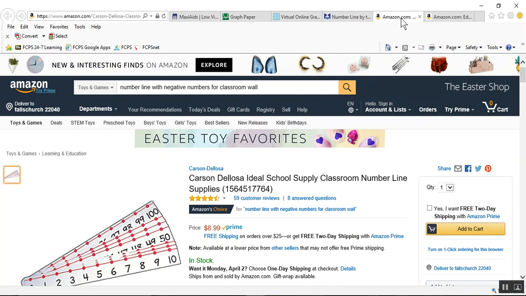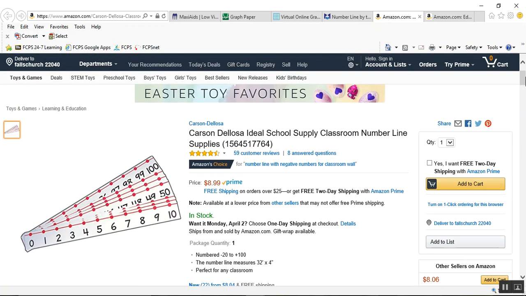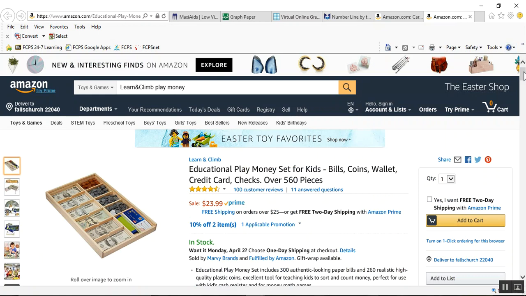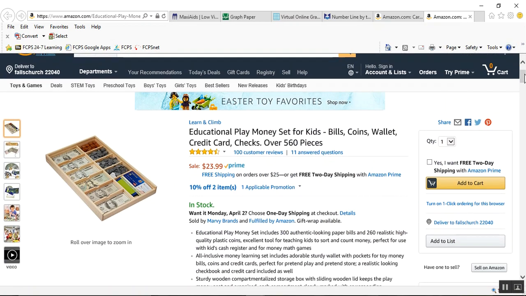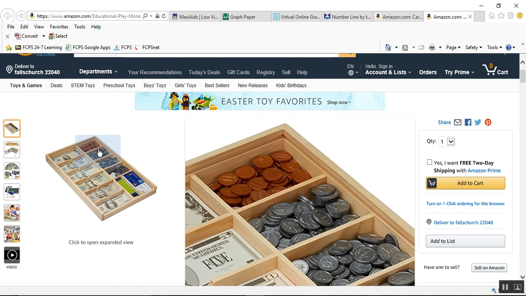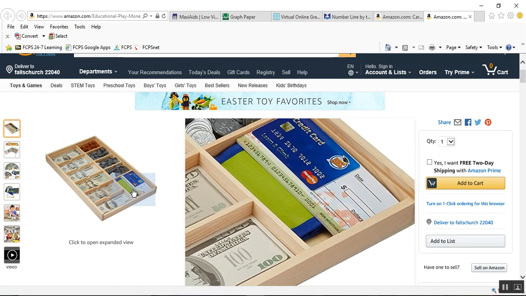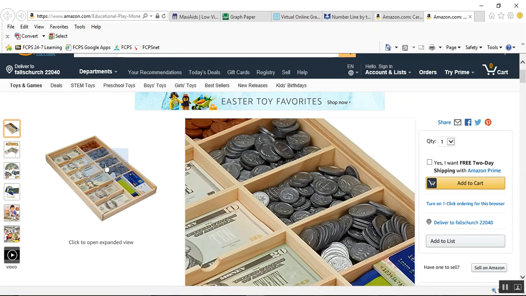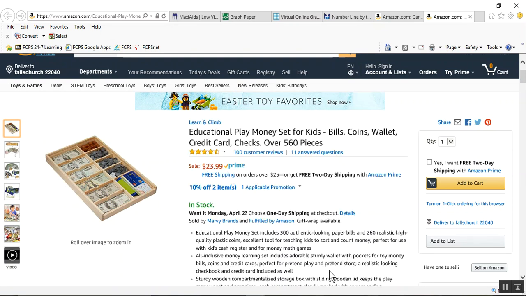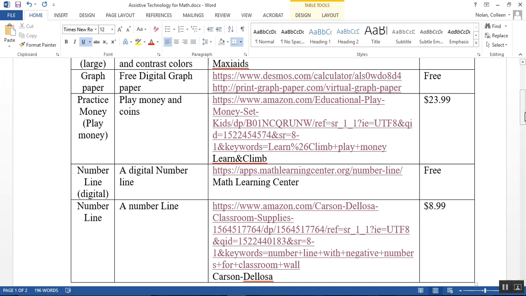actually have to purchase and you would have them handy. So these are not digital. And one would be the number line. So it's a number line and I believe it goes from negative 20 to 100. And then the other was play money. So this set had coins and money and it also had checks and a credit card. So those were some of the AT resources.